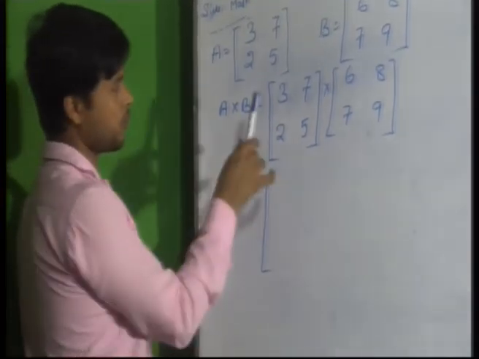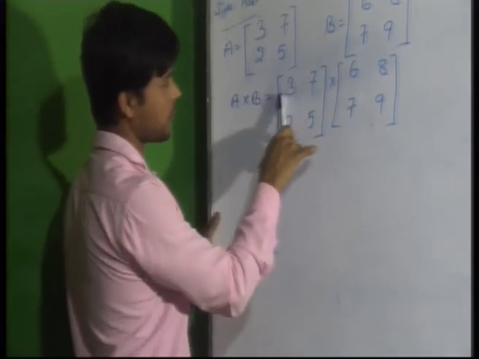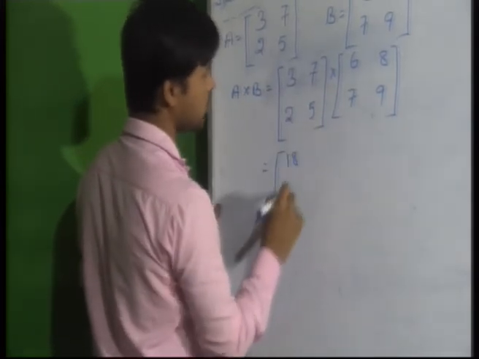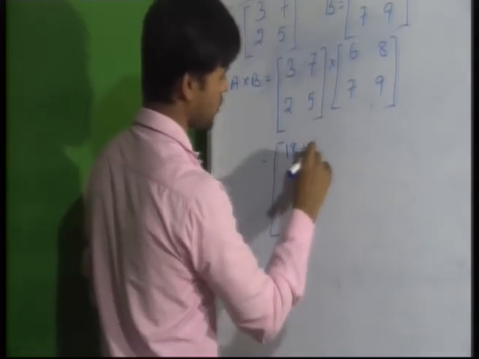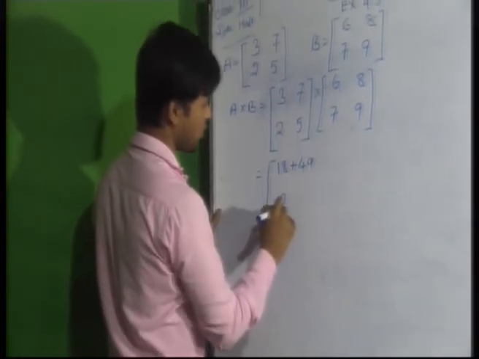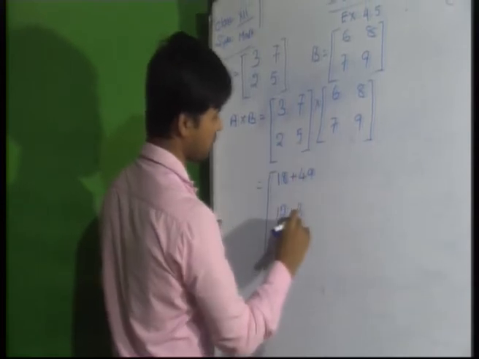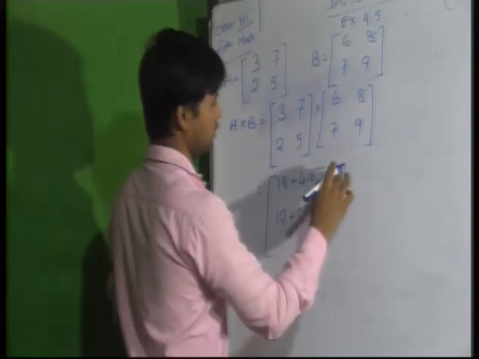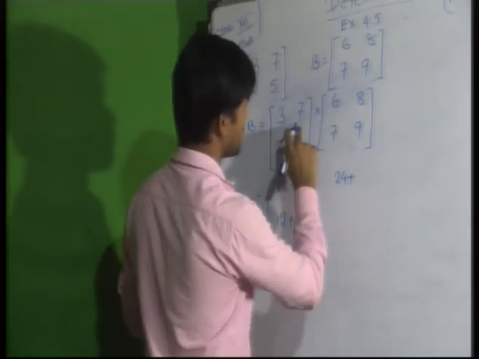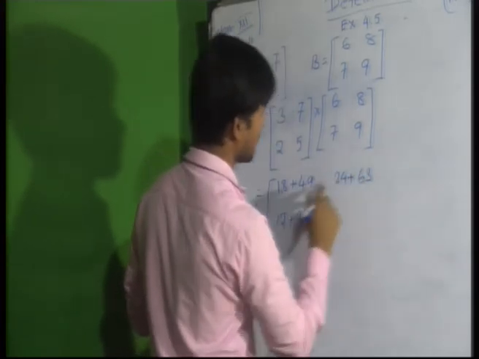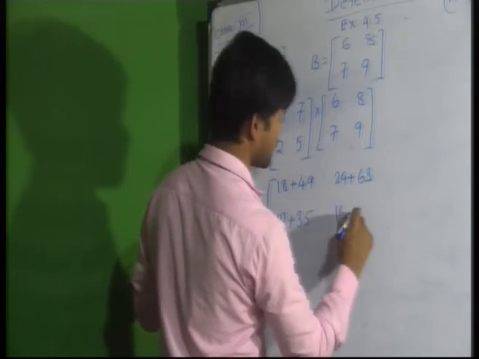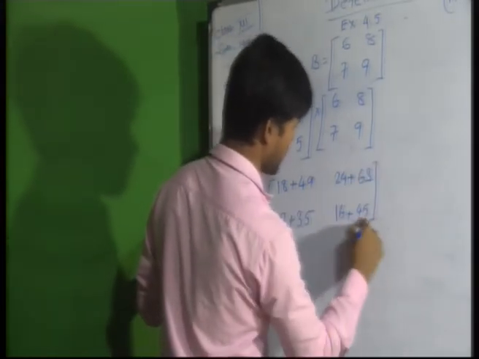So first we have to multiply the elements of the first row with the first column of the second matrix. So 3 6s are 18 plus 7 7s are 49. The second column will be 2 6s are 12 plus 5 7s are 35. Now this element will be 3 8s are 24 plus 7 9s are 63. And this element will be 2 8s are 16 plus 5 9s are 45. Now add them.